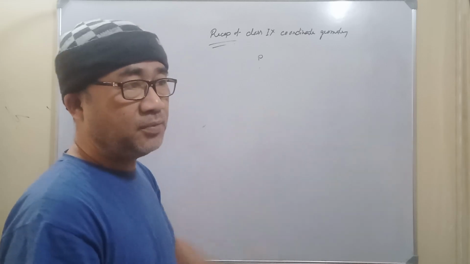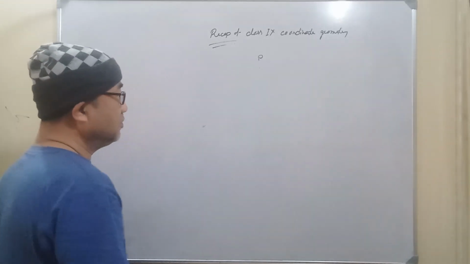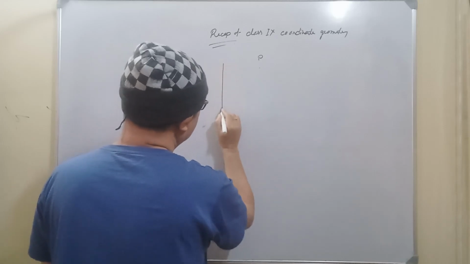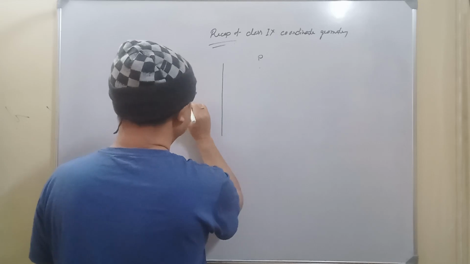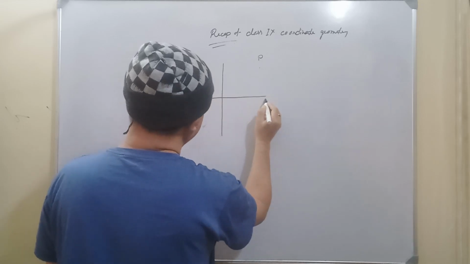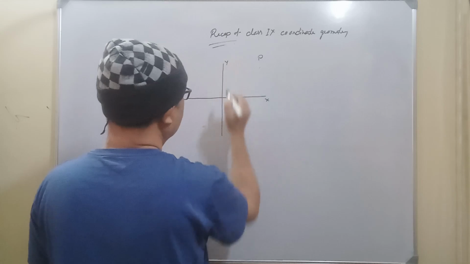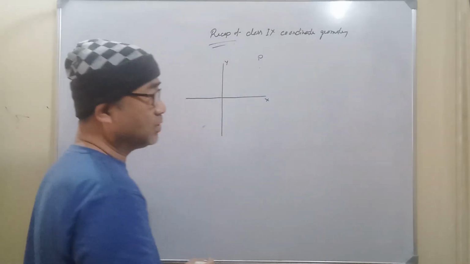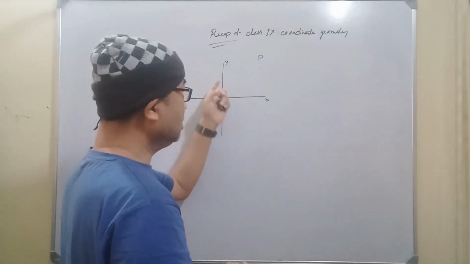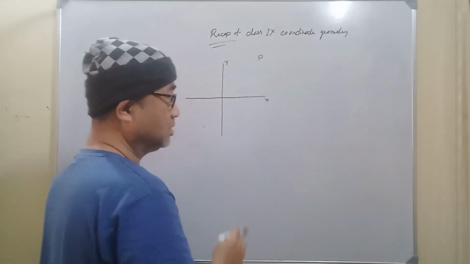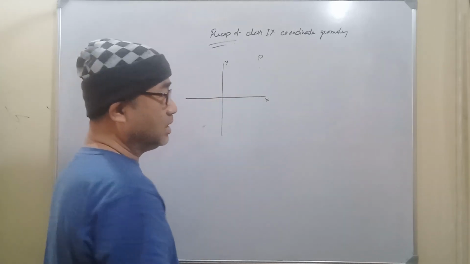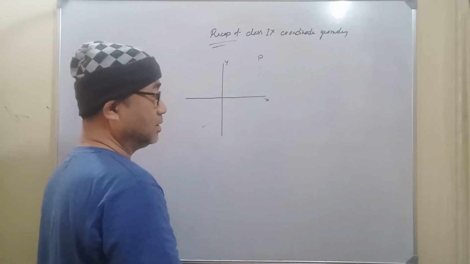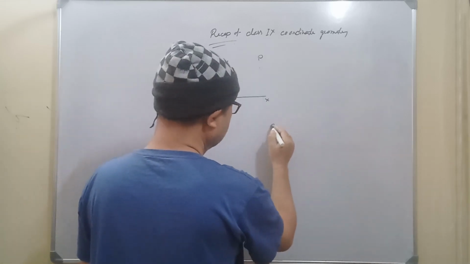In coordinate geometry, there will always be a frame of reference, and the frame of reference is given by two mutually perpendicular lines like this, x and y. These axes are called x and y. And when you are asked to locate a point, you are asked to locate the point with respect to the frame of reference. And the plane on which the point is located is called a Cartesian plane.